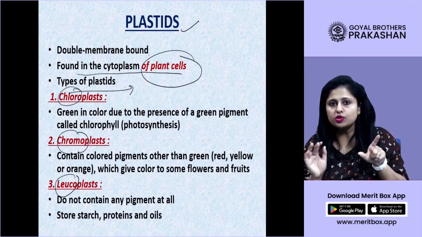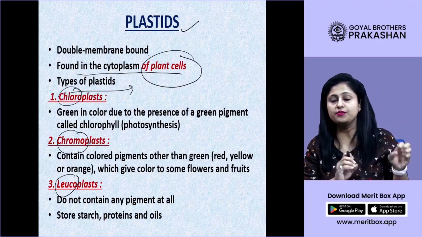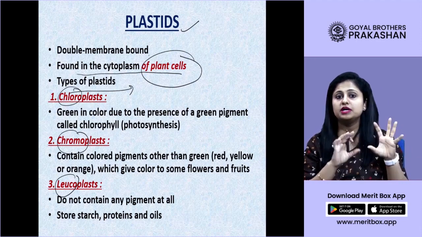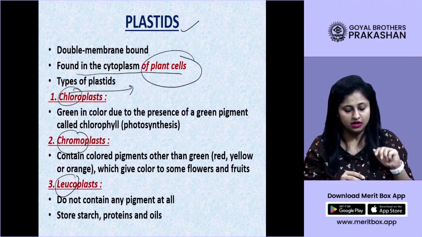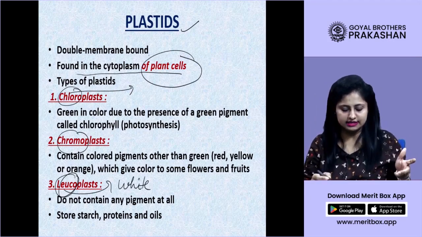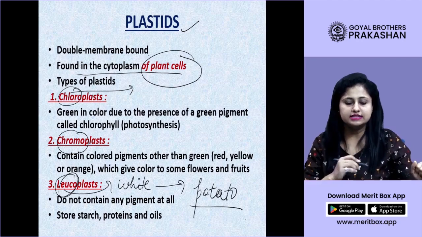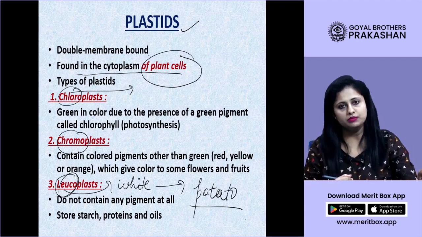And chromo means colorful. So, there are some different colors also, orange, red, purple, violet, etc. And leucoplast, here leuco means white or colorless. So the best example would be potato. Let's discuss each of them in more detail.